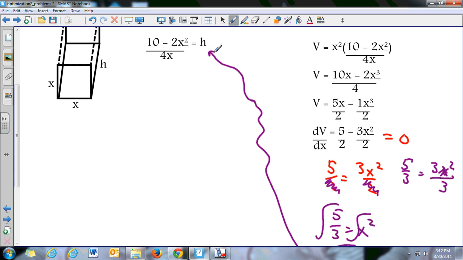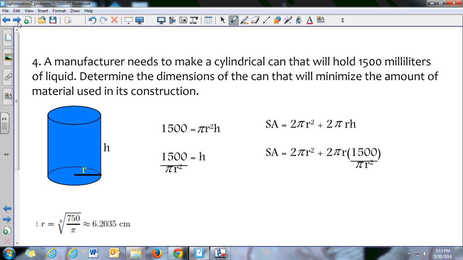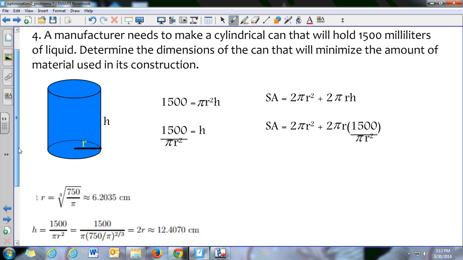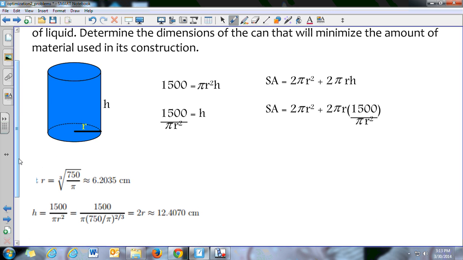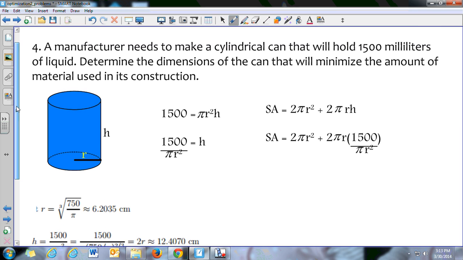Alright. Cylinder. This time you're trying to minimize the amount of material you can use. So we're taking the volume, and we're going to substitute that into the surface area. So if I solve for h, it's just dividing. You can see us substituting in for h right here.